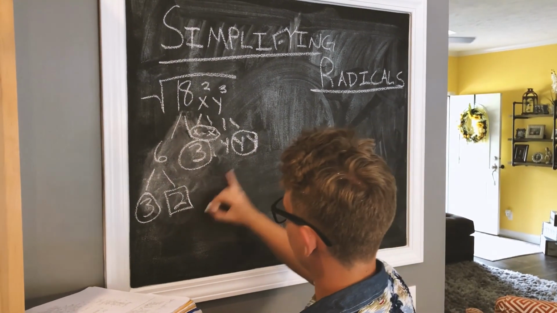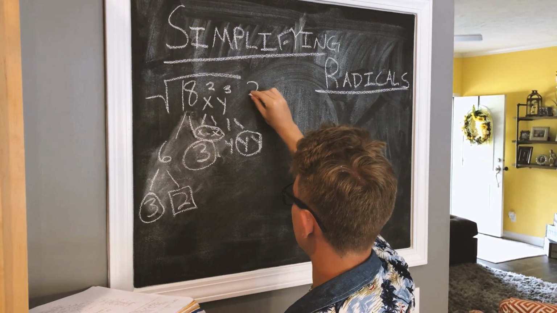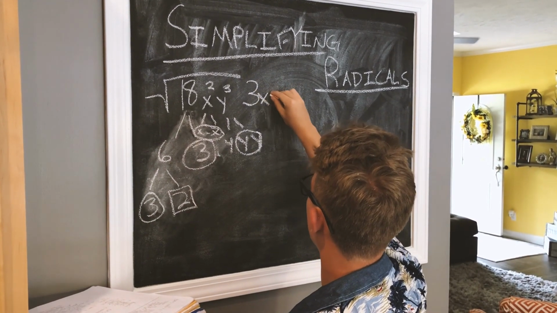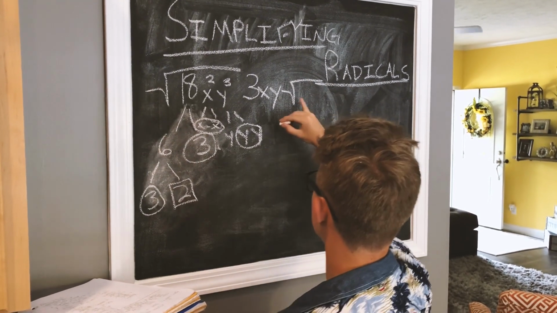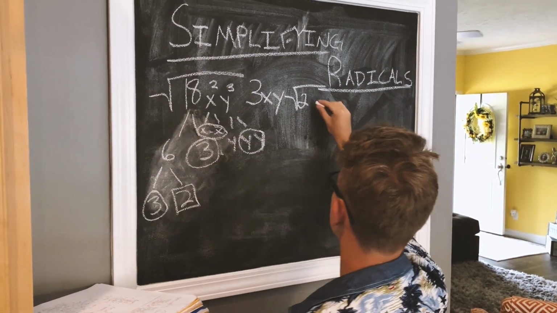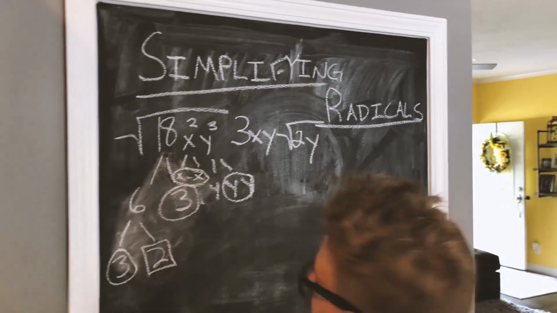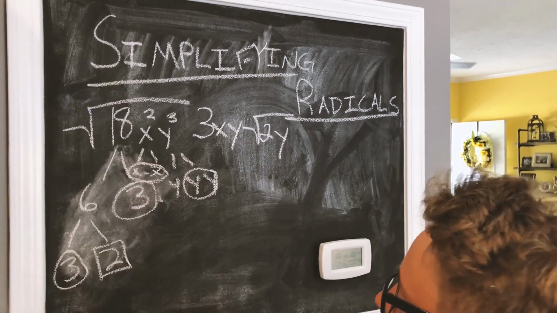And then you have to take all the couples and put them on the outside. So the answer would be 3xy square root. Since this 2 is alone, you keep it inside the square root. And since this y is alone, you keep it right here. So the answer would be 3xy square root 2y. Now, here are some problems you get to try.